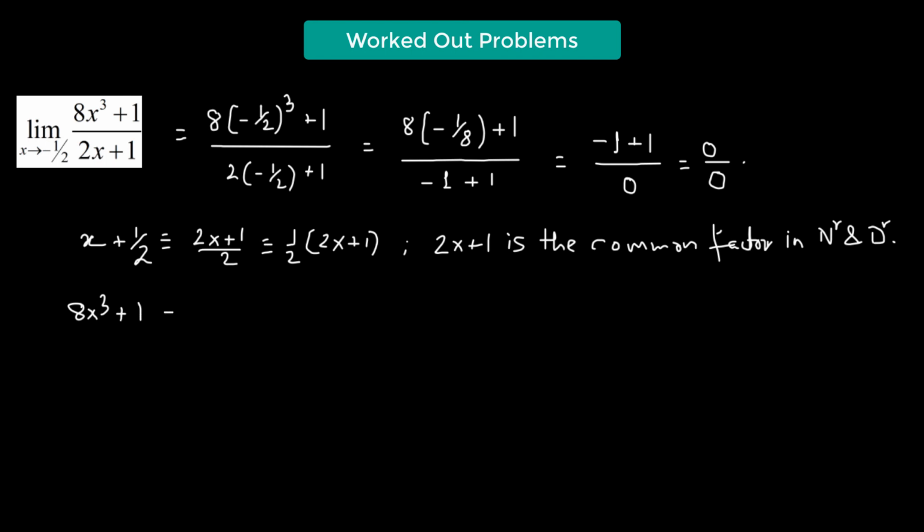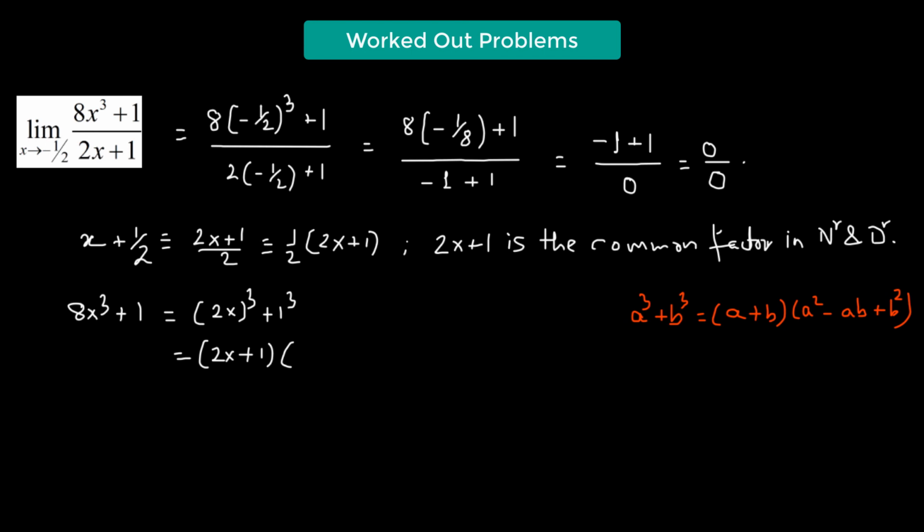So we have 8x cubed plus 1, which can be written as 2x whole cubed plus 1 cubed. Now here we are going to apply the identity that a cubed plus b cubed is equal to a plus b times a squared minus ab plus b squared. So let us apply it. So that gives us 2x plus 1 multiplied by 2x squared, which is 4x squared, minus 2x times 1, which is simply 2x, plus 1 squared, which is 1.